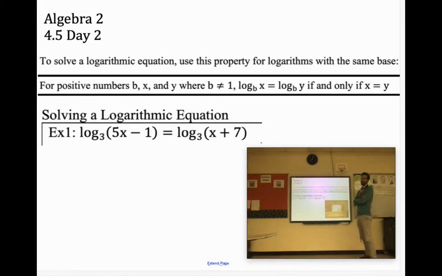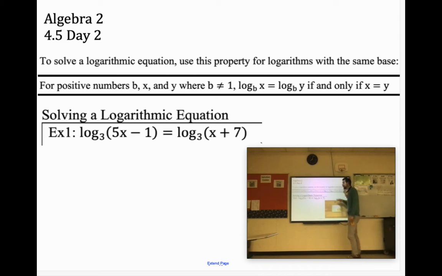Yeah, we're solving more logarithmic equations today. Yesterday we were doing mostly exponential stuff. Today we're bringing in the log. It's the same stuff, man. Come on. To solve a logarithmic equation, use this property for logarithms with the same base.